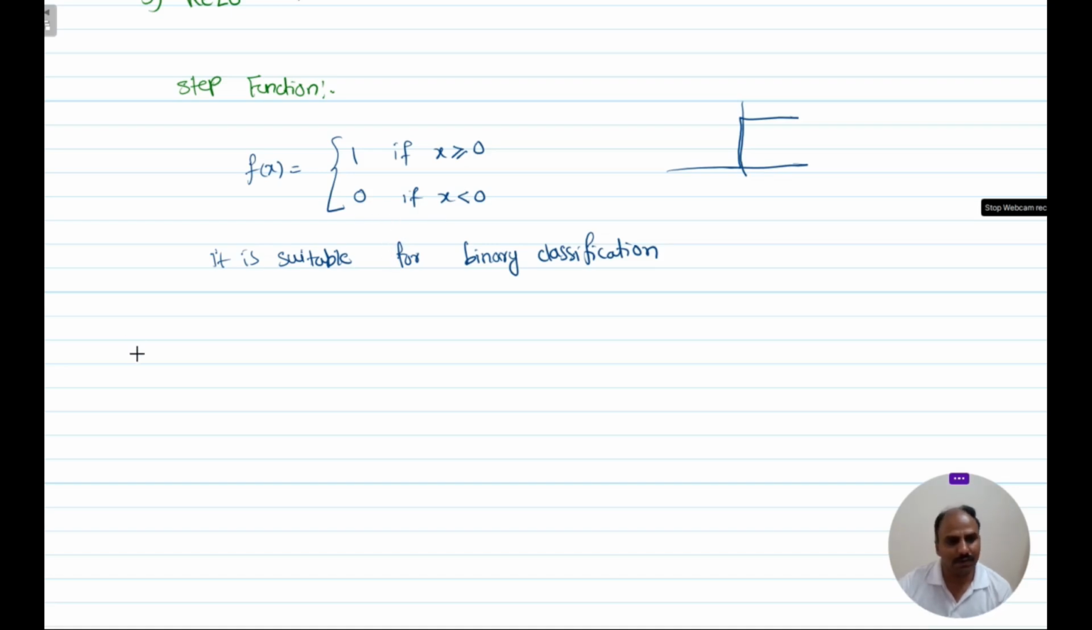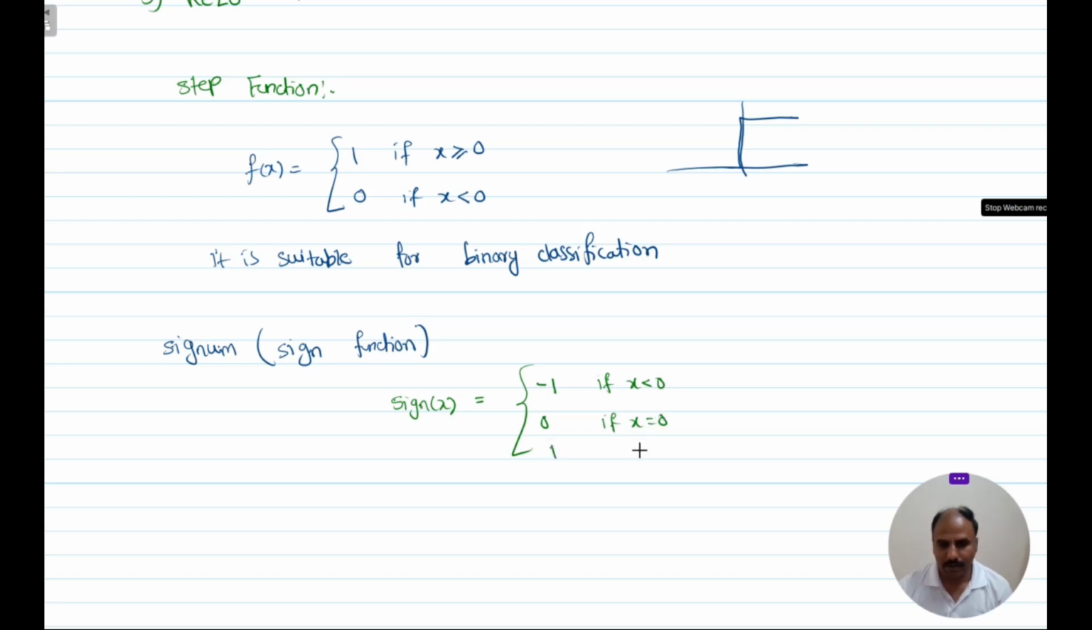Another one is the signum function, also called the sine function. Here the function is the sine of x. There are three categories: -1 if x is less than 0, 0 if x equals 0, and 1 if x is greater than 0. In the same way, if the input is greater than 0, the output is 1. If it is less than 0, the output is -1.